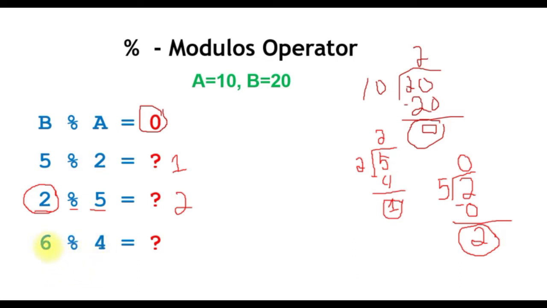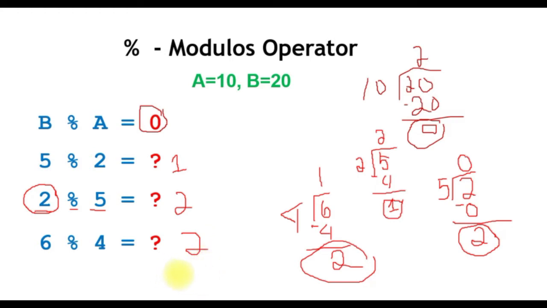Pag dinivide ko yung 6 sa 4, ilan ang maiiwan? Okay? The answer is 2. Ma'am, sigurado ka na 2 yan. O, sige, compute natin ulit. 6 divided by 4. Ilang 4 meron sa 6? Isa lang. So 1 times 4 is 4. 6 minus 4, the answer is 2. So yung sagot natin ay 2. Nagets na po ba kung paano kumuha ng remainder using modulo?